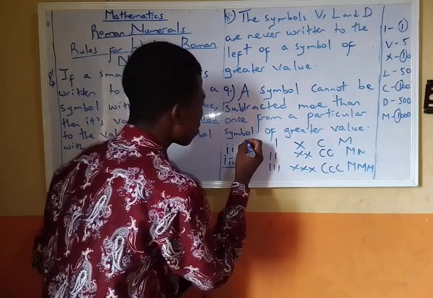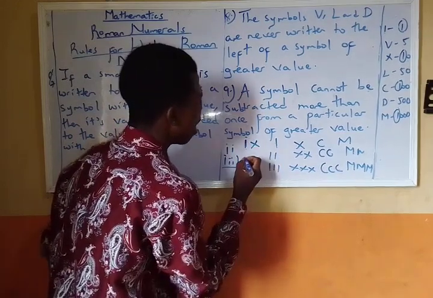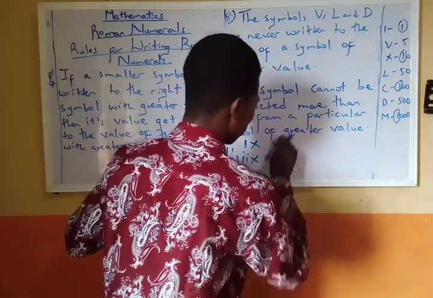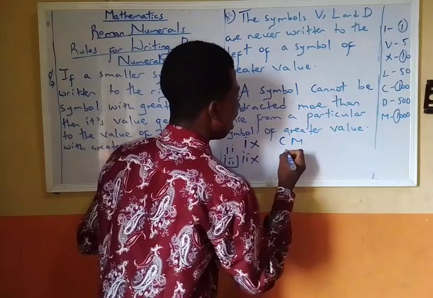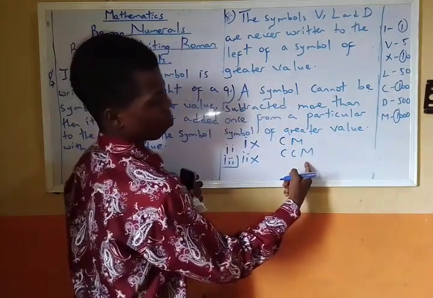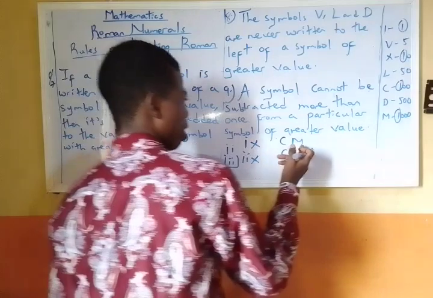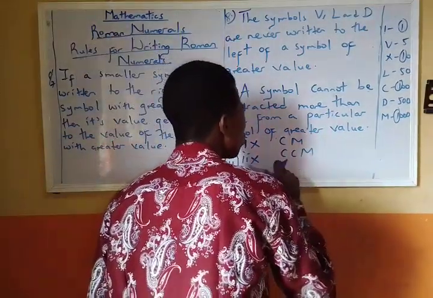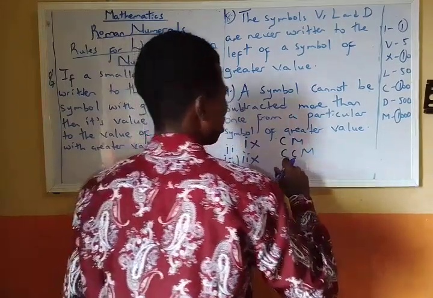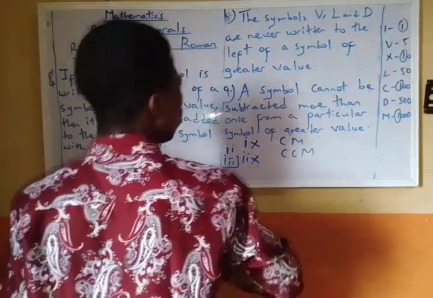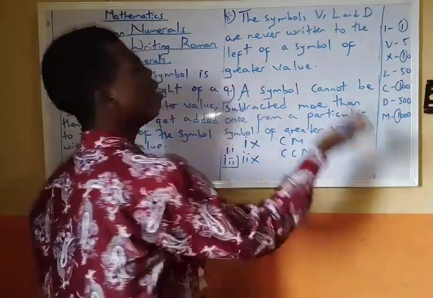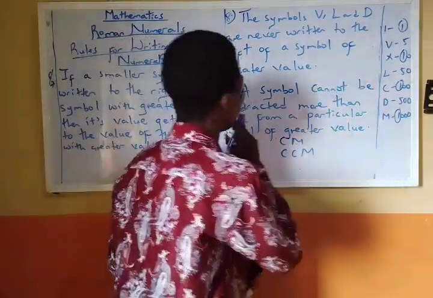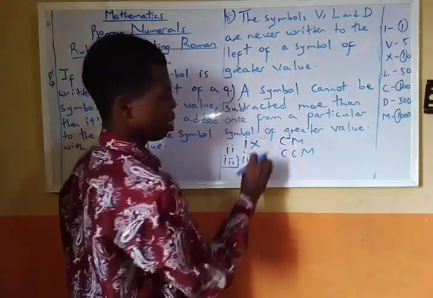So we have IX. We don't have IIX. I hope I'm making sense now. We have CM. We don't have CCM. Remember, this CM is actually 1000 minus 100 because the C is at the left. But we cannot have two symbols to the left of a symbol of greater value. We can only have how many? 1. That was why I said a symbol cannot be subtracted more than once from a particular symbol, just once.